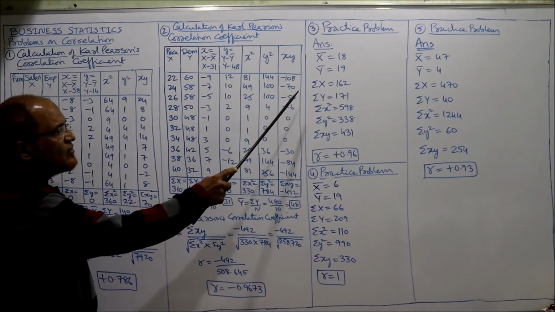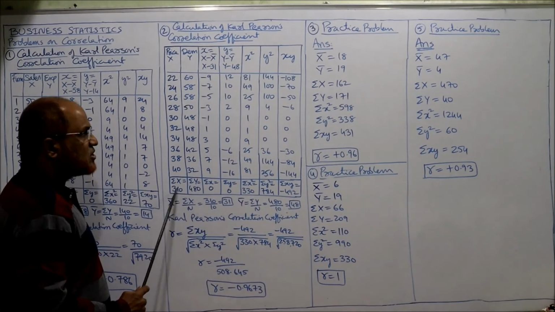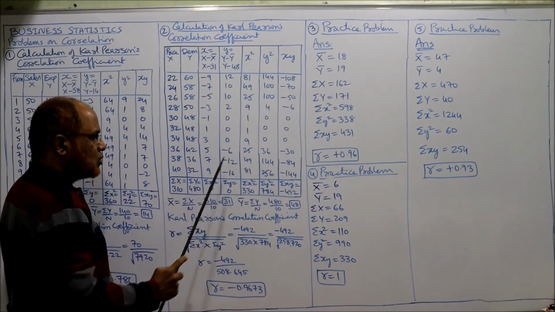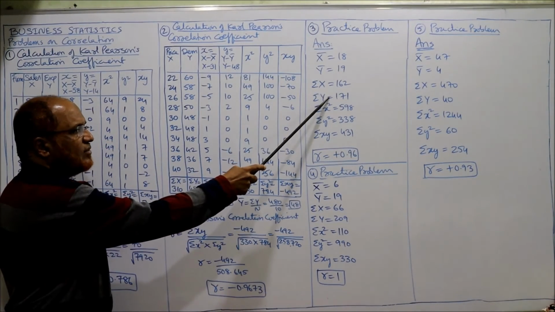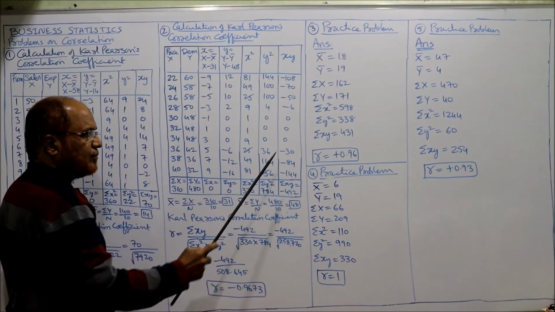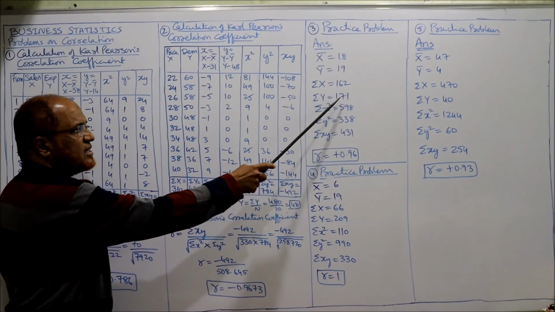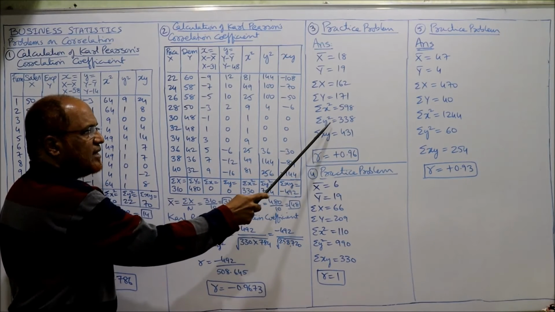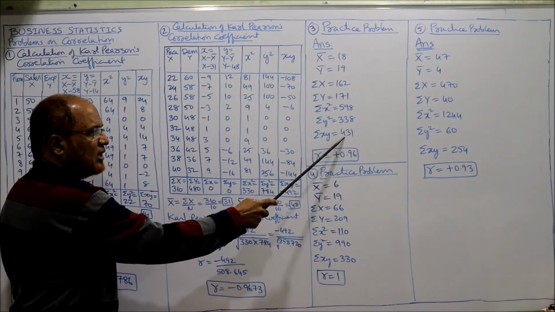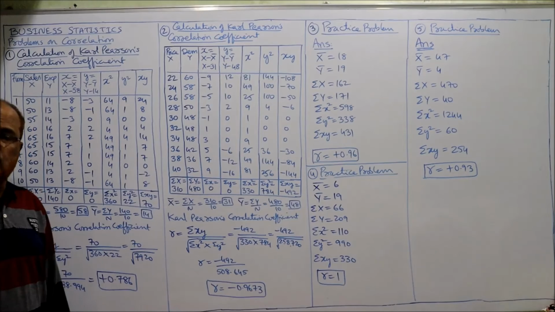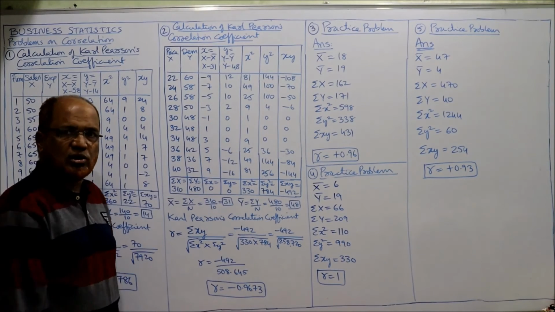Right? The total of summation x, you are going to get 162. Total of summation y you are going to get 171. Summation x square you are going to get 598. Y square 338. Xy 431. Make your own calculations and see whether you are getting all these values or not.